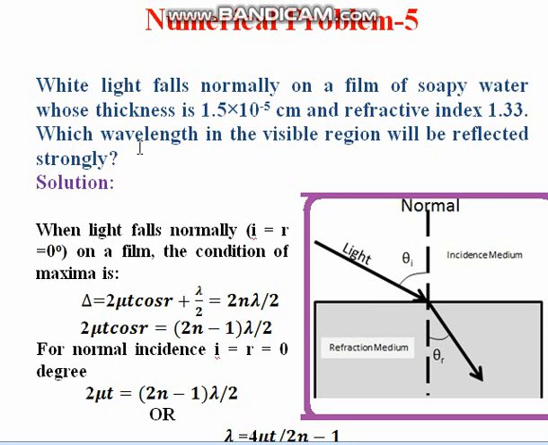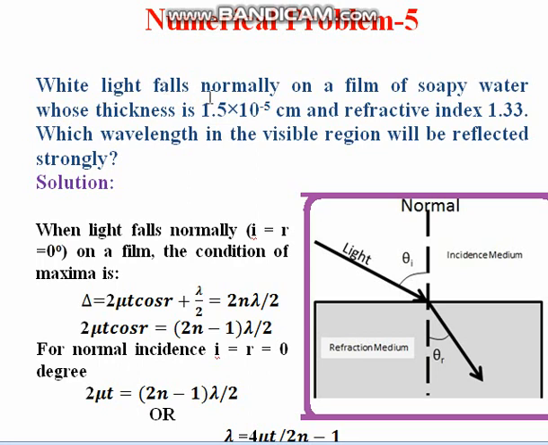Which wavelength? Because the light is white, there are multiple wavelengths in the light, and every wavelength will produce an interference pattern in the reflected case. So we have to identify the wavelength which will reflect strongly in the reflected system.